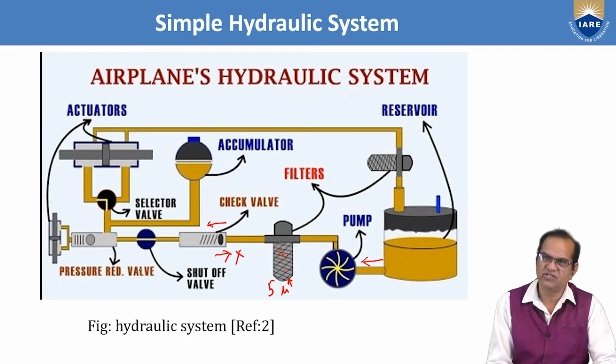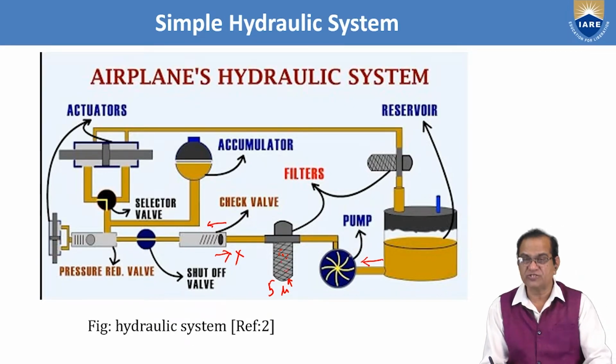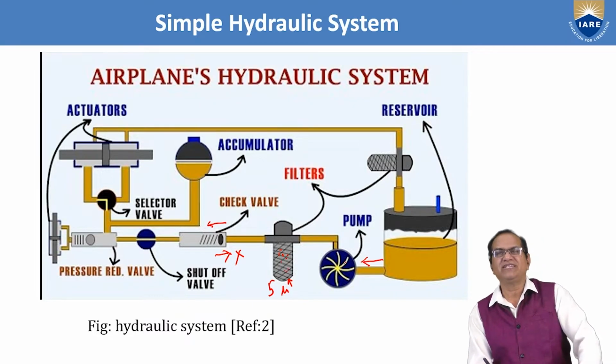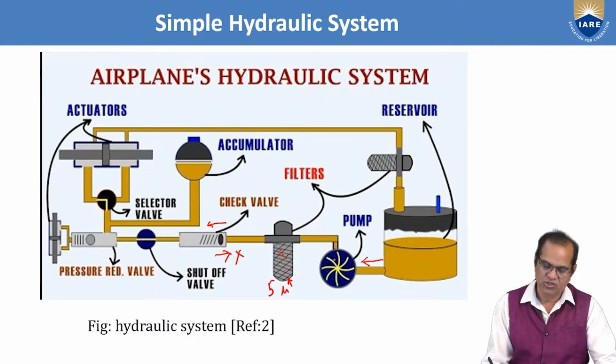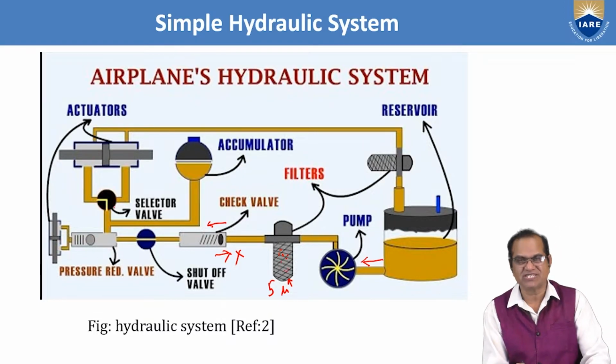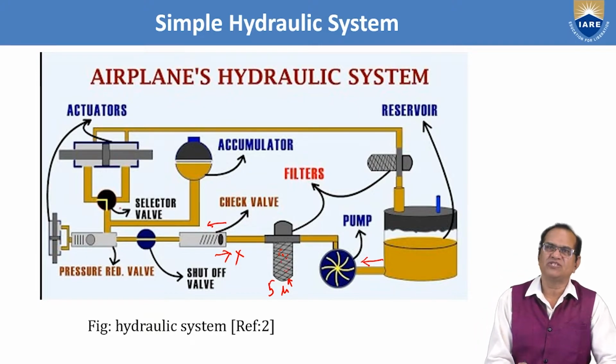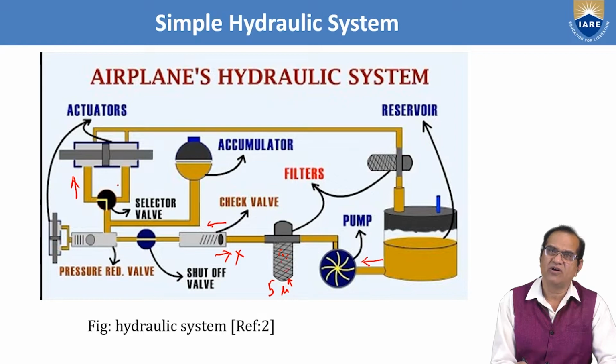Then we have the pressure reducing valve. These pressure reducing valves are used to reduce the pressure because the pump is producing more pressure, but we don't need that much pressure everywhere. So as per the system need, we can reduce the pressure. Then it goes to the selector valve. This selector valve is used to select the line either from this side or from this side as per the requirement. As of now, this system is open.